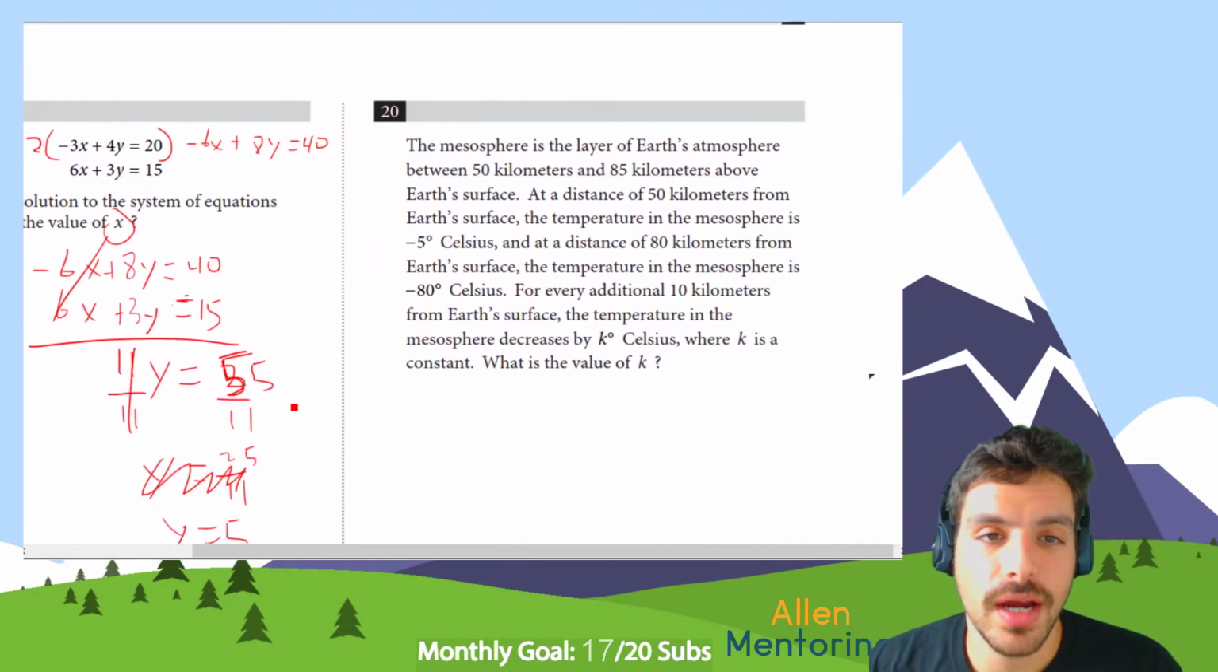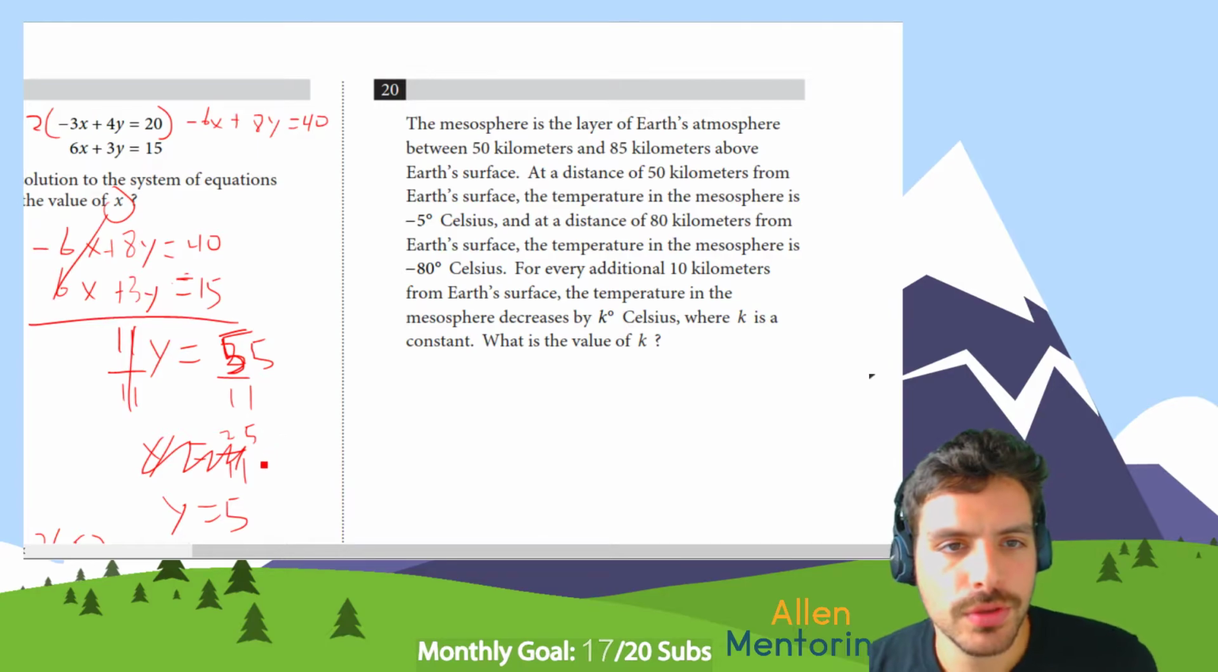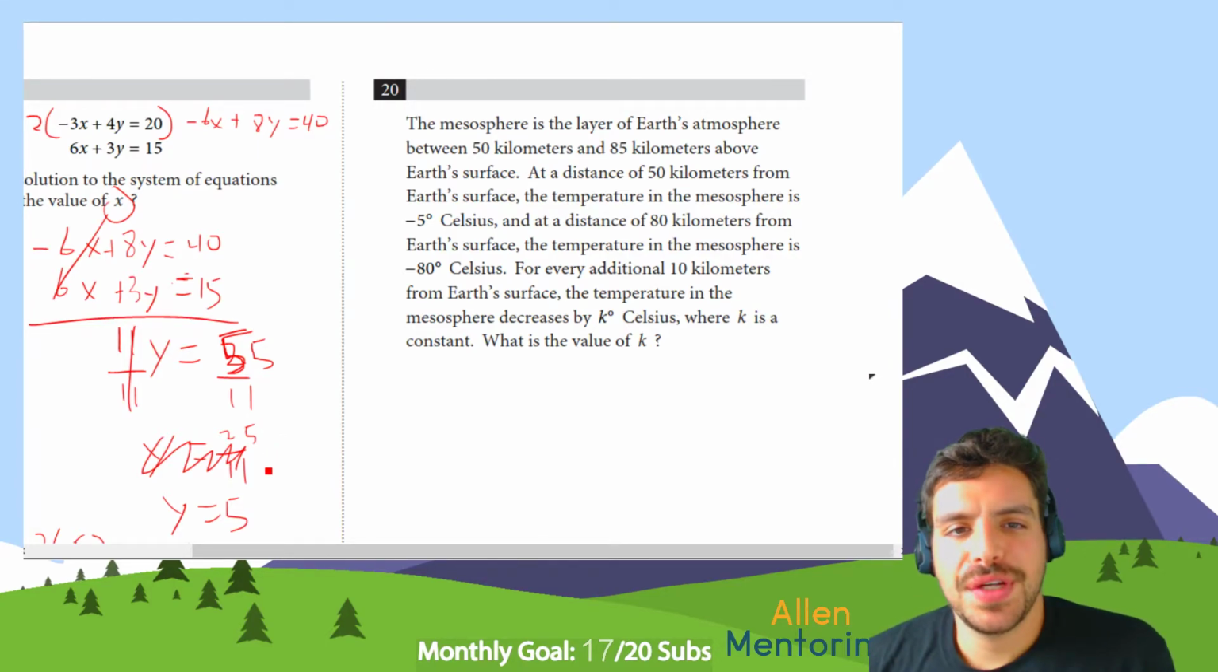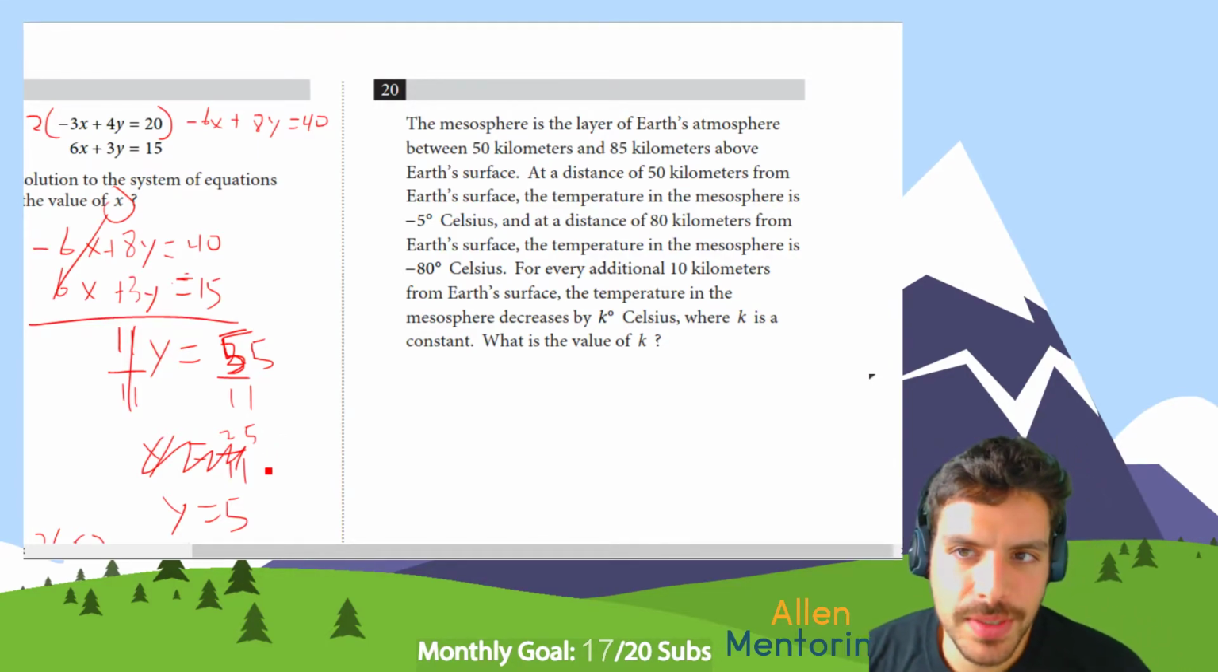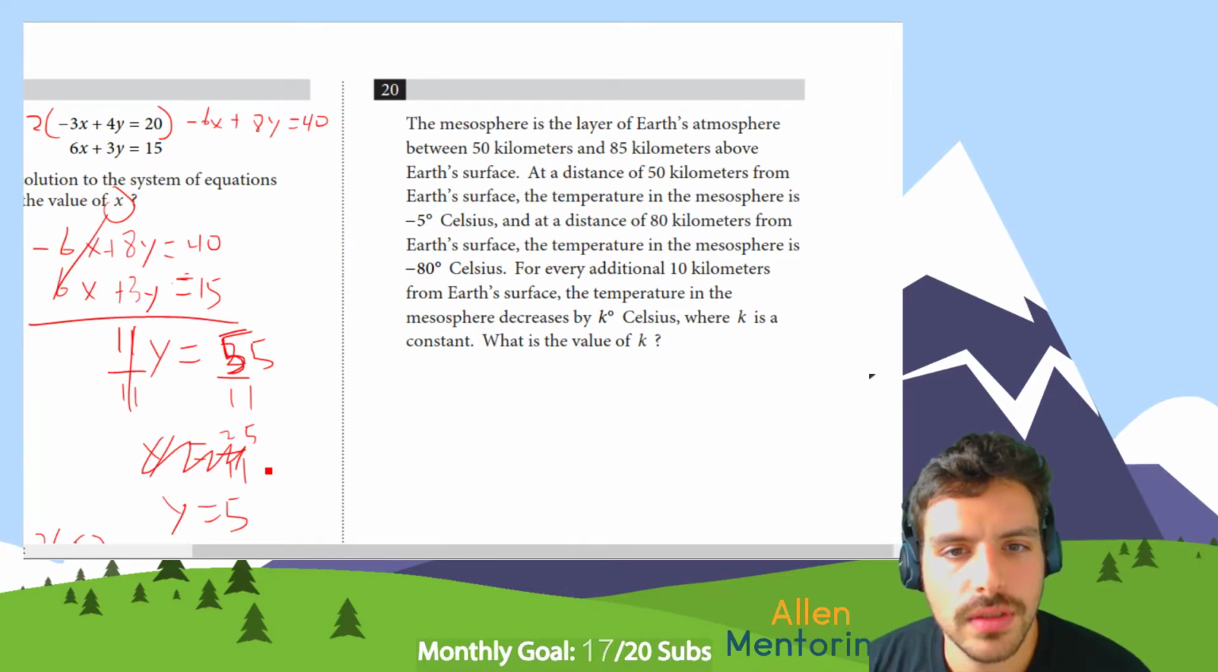That's about it. All right, last one. Number 20. The mesosphere is the layer of Earth's atmosphere between 50 and 85 kilometers above Earth's surface. At a distance of 50 from the Earth's surface, temperature is -5, and at a distance of 80, temperature is -80. Okay. For each additional 10, what is?